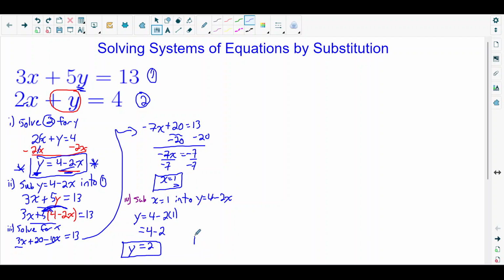So our point of intersection, or our solution, is going to be the point (1, 2). And if you think back to the graph that we saw, that graph had a point of intersection of (1, 2). So that's how we can solve a system of equations using substitution.